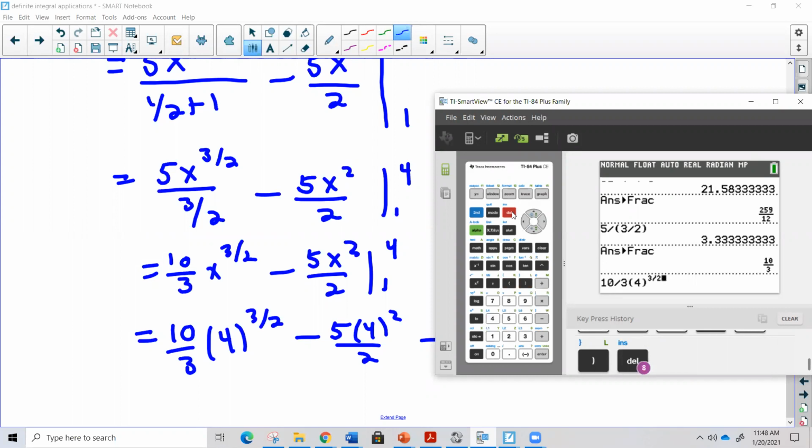I didn't leave the exponent. Don't forget, if you have a calculator like mine, to move out of the exponent when you write your next terms.